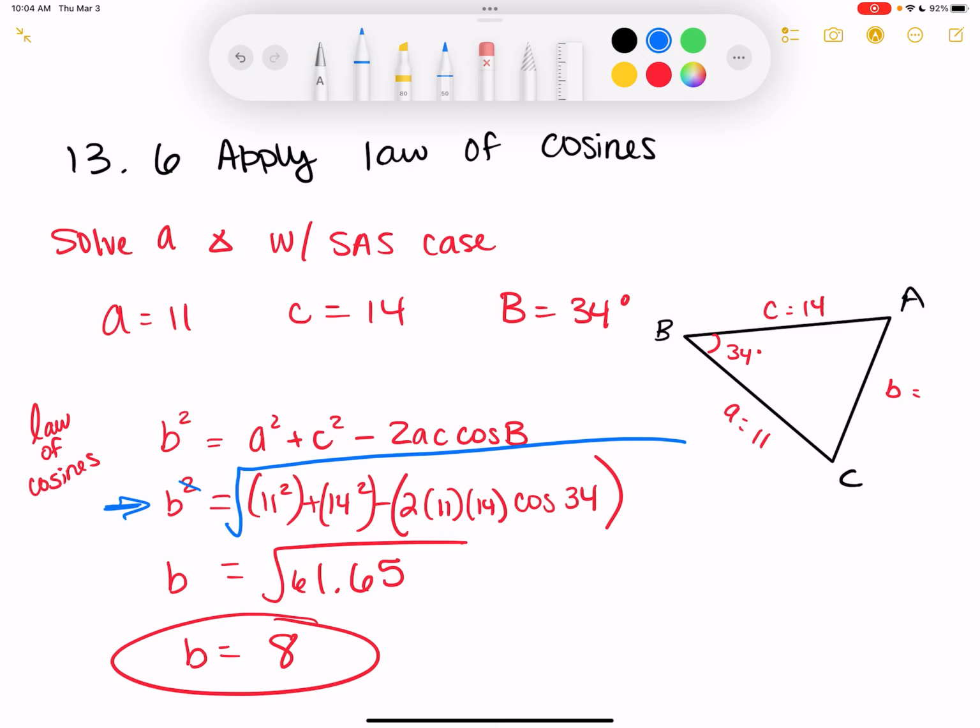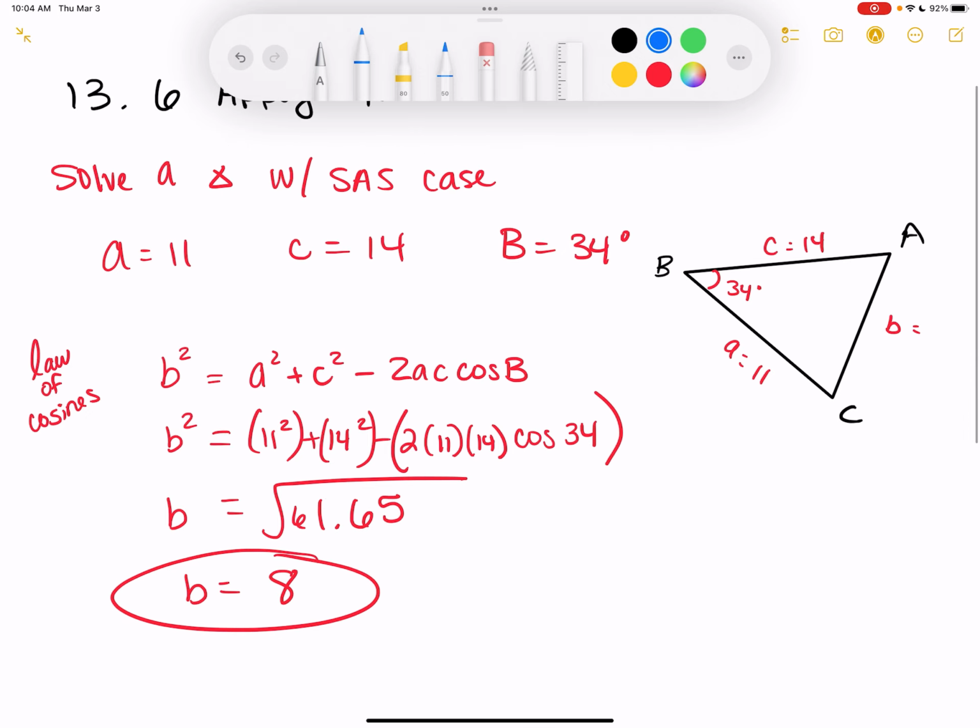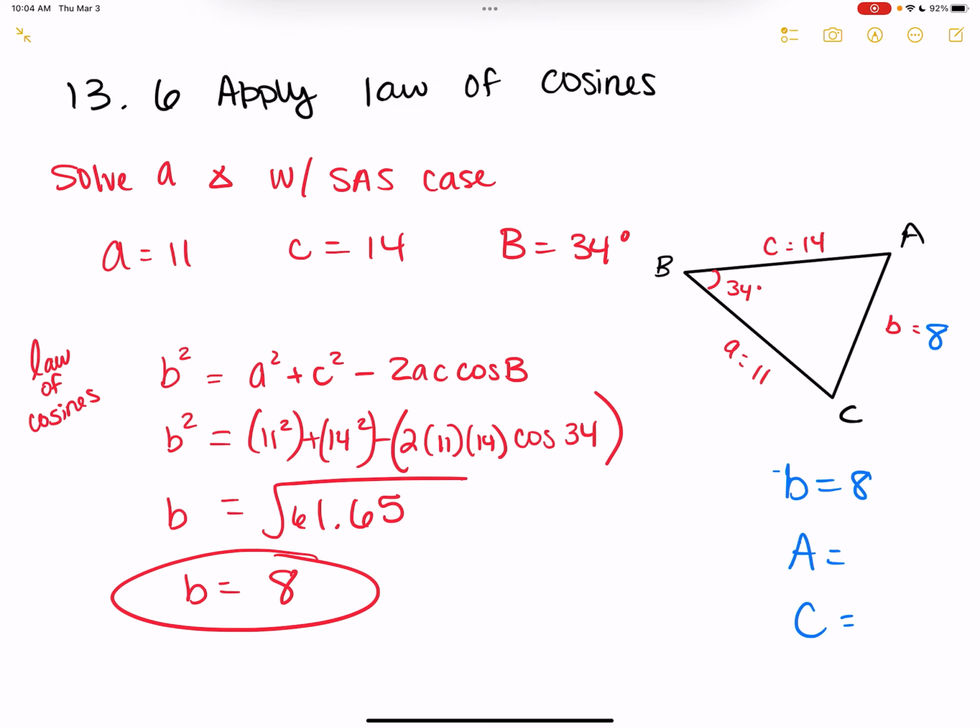So it's not actually that bad. For the first one, I wanted to make sure that we could figure out how to type it in our calculator and make sure we're all on the same page. So I have now side B, which is 8. I'm going to put over here the things that I need to find. So now I need to find my other two angles.